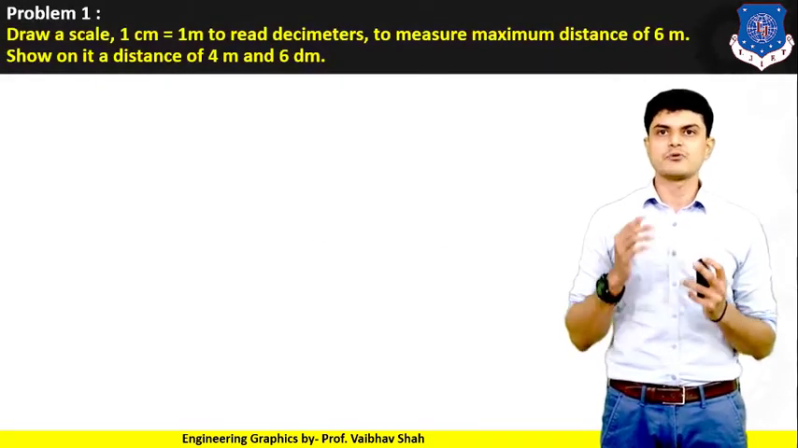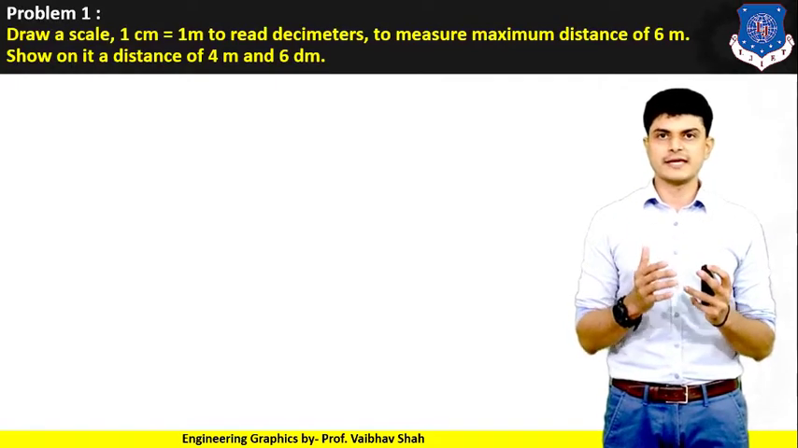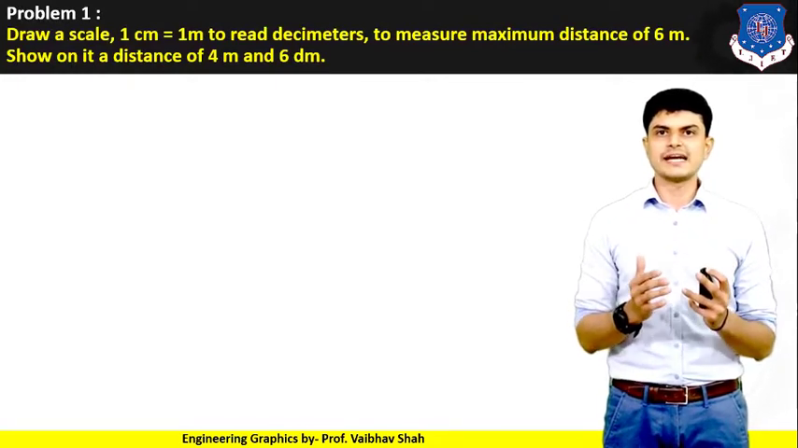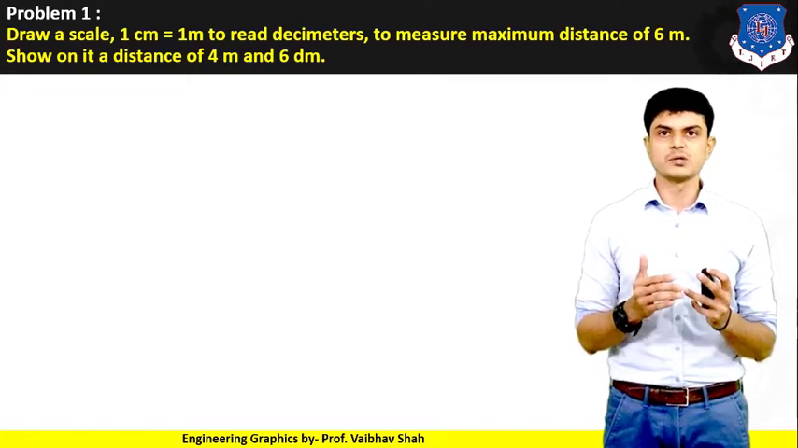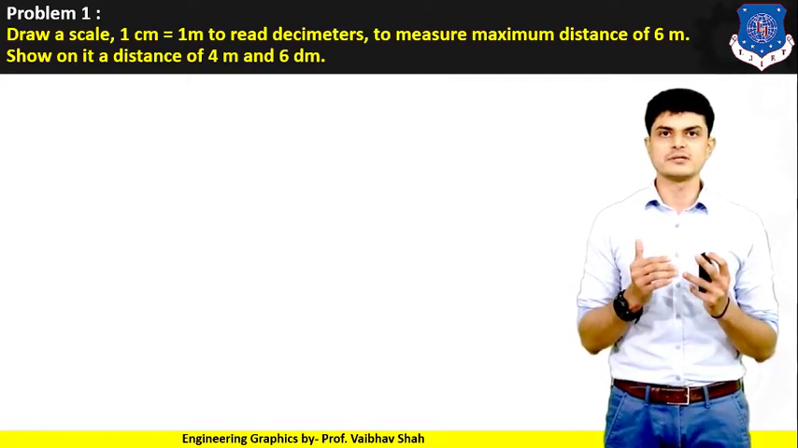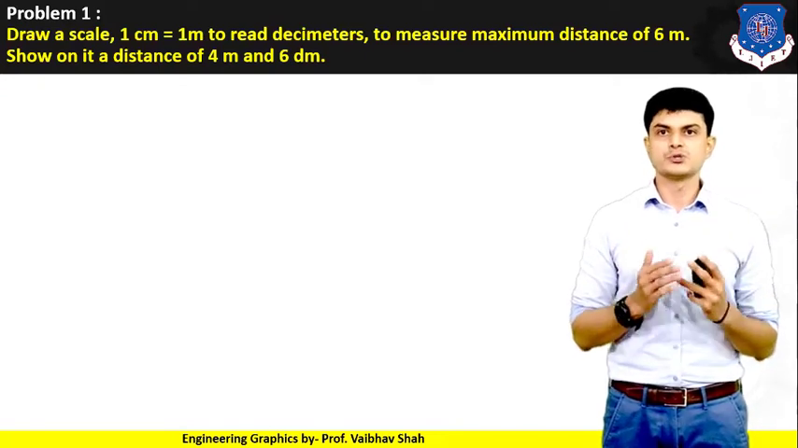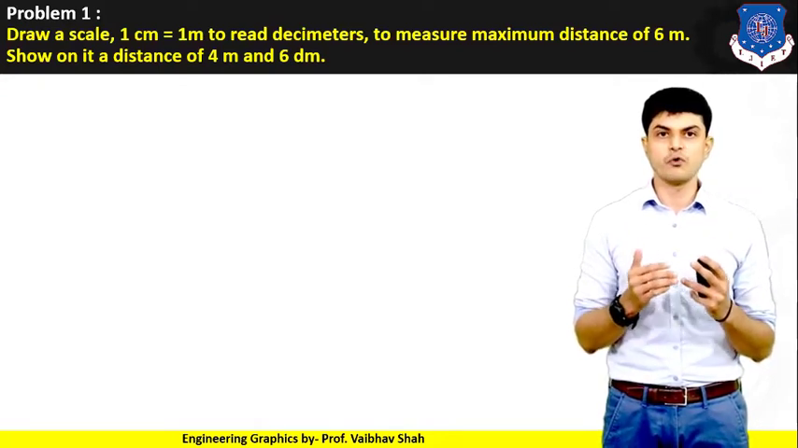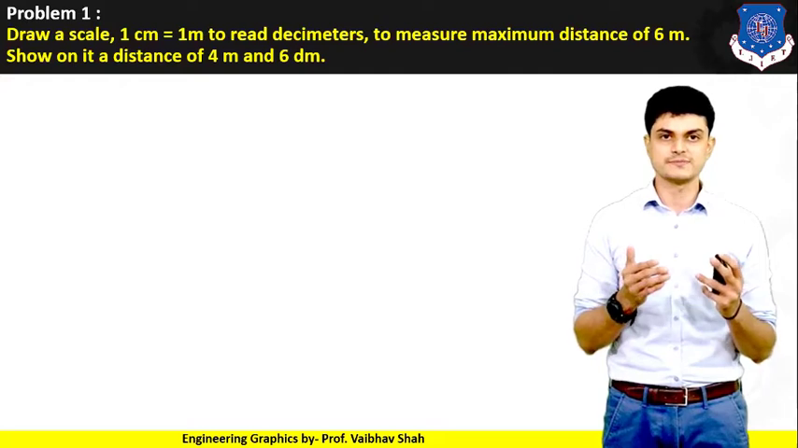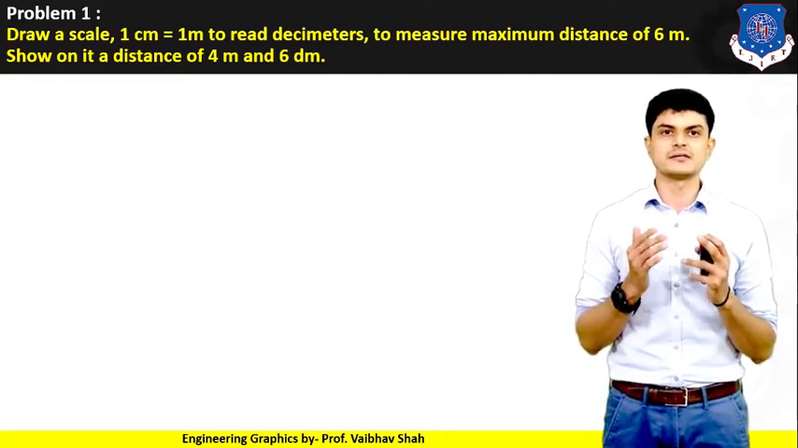Now, problem number 1: draw a scale, 1 centimeter is equal to 1 meter, to read decimeters and to measure a maximum distance of 6 meters. Show on it a distance of 4 meters and 6 decimeters. So let us first understand the problem.